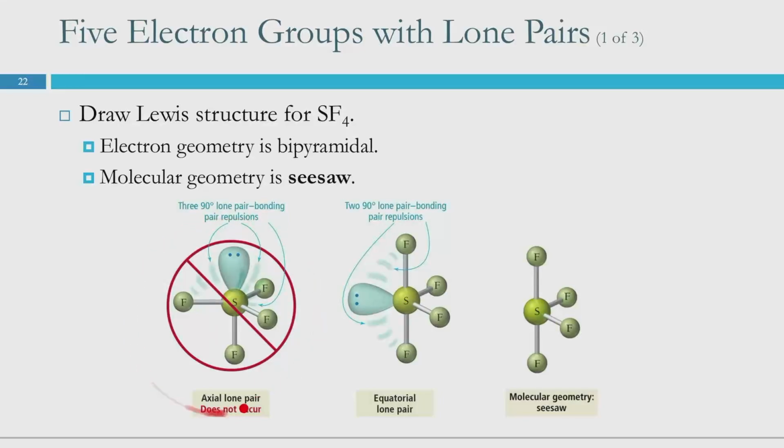Because you might come up with something that looks like this, which would be trigonal pyramidal, with 5 electron groups and 1 lone pair. This is not going to work, though, because we've got 3 90-degree lone pair bonding pair interactions. And 90 degrees is relatively close to each other. If we put the lone pair on an equatorial position instead of the axial position, we've only got 2 90-degree repulsions.